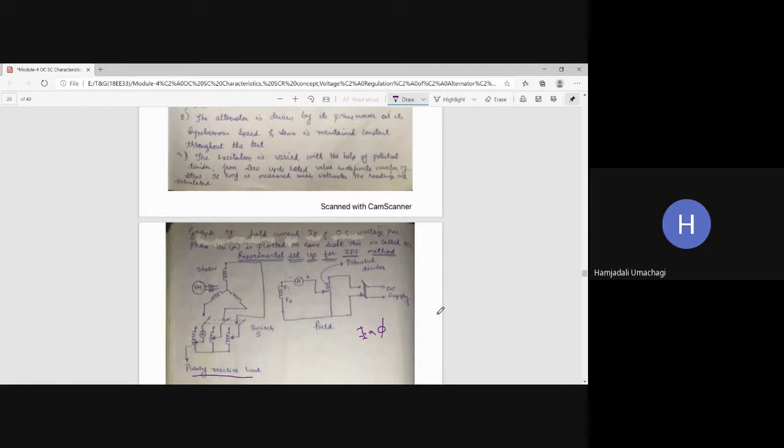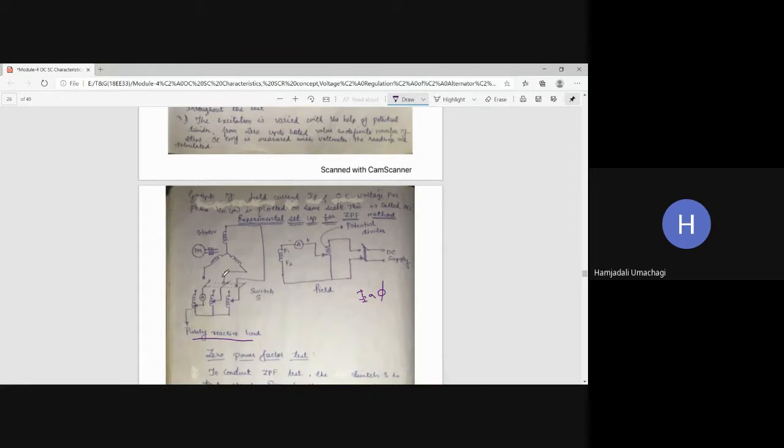So here you need to change the excitation of the field winding from 0 to the rated voltage value. From where are you going to observe that 0 to rated voltage value? With the help of the voltmeter. Here you are going to connect a voltmeter, and this voltmeter will give you the rated terminal voltage. Is it clear, all of you?